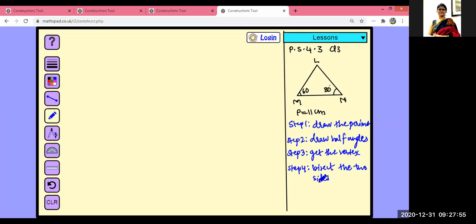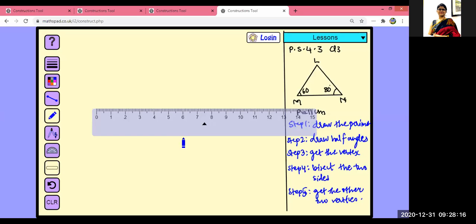And when you bisect the two sides, step 4, step 5, you'll get the other two vertices. So get the other two vertices. All right. I hope you already must have done half of the construction, right? So let me quickly begin.